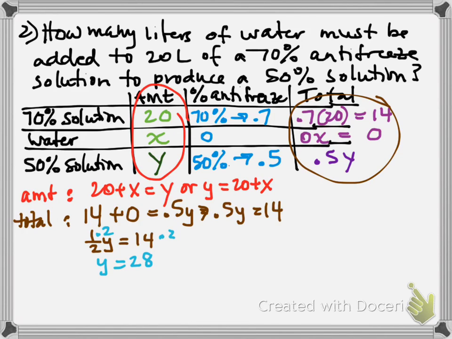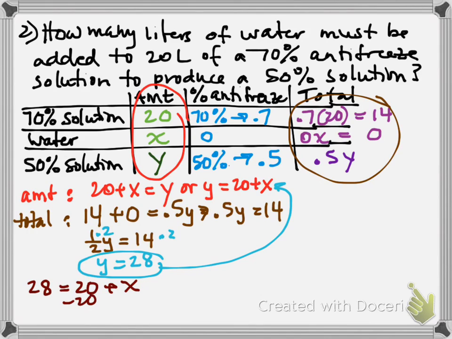Okay? Now remember what we're trying to figure out. Do we want to know 28? No, because that's the 50% solution. We want to figure out the amount of water. So we're going to take this answer and substitute it here. Now, you guys gave me suggestions that all would work. It would just take longer. This is the most efficient way of solving this problem: you've got one equation with one variable, solve that. So what we're going to do is take that value of 28, substitute it in for y, and solve for x. So I subtract 20 from both sides, and I get x equals 8.